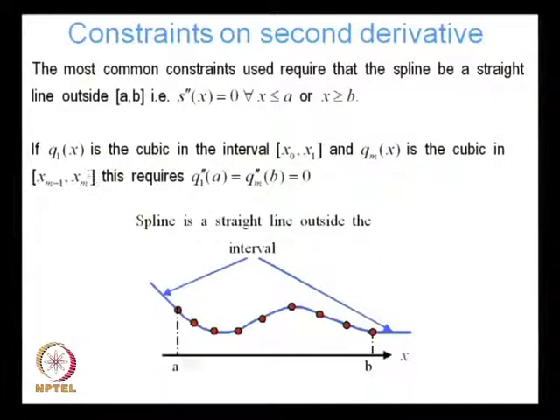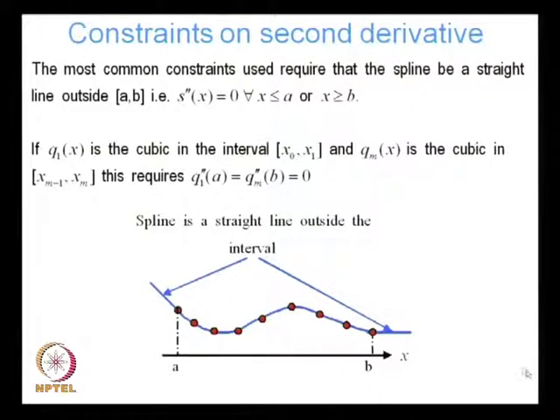So that means we are looking at the first interval and the last interval. If q1(x) is the cubic in the first interval and qm(x) is the cubic in the last interval, this means that q1 double prime at a must be equal to qm double prime at b, because qm refers to the last interval, and both must be equal to 0.